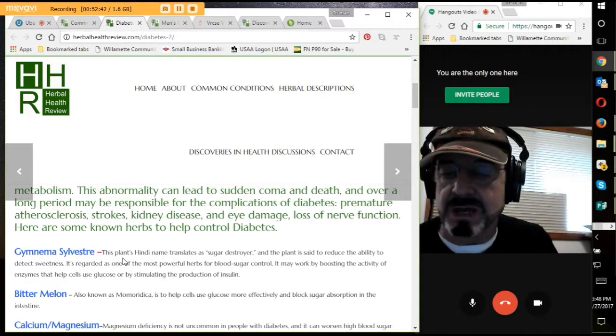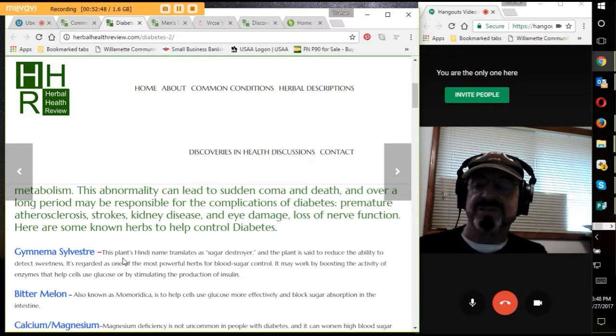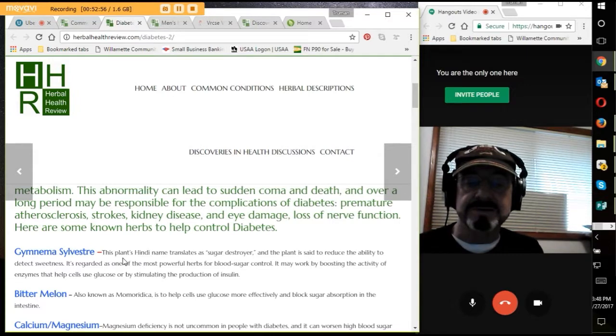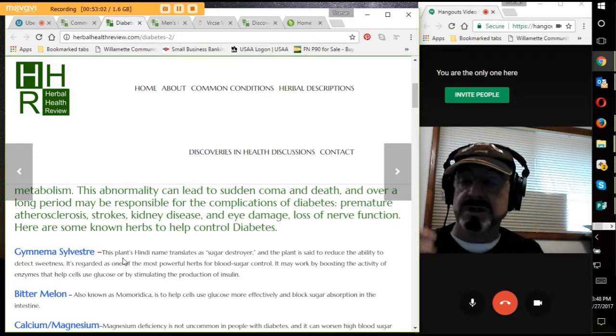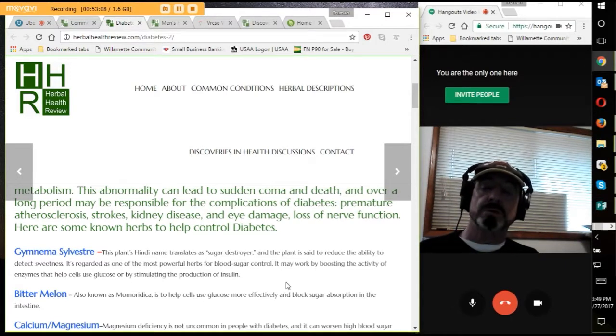Now, this plant, Gymnema sylvestre, the reason why we use it is in its Hindi name in India, the translation of Gymnema sylvestre translates as sugar destroyer. So it destroys the sugar. And the plant is said to reduce the ability to detect sweetness. You're not going to be able to taste the sweetness. And it's regarded as one of the most powerful herbs for blood sugar control.